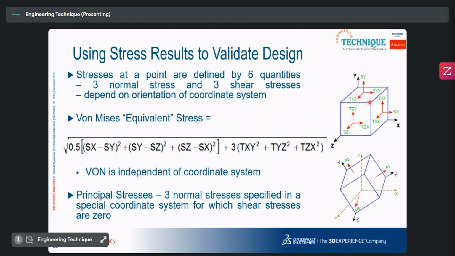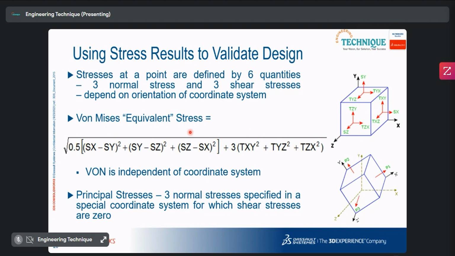You can see here the Sx, Sy, and Sz are the principal stresses, which generally act as normal stresses. Here you can see them as P1, P2, and P3. Here it is written as Sx, Sy, and Sz. And there are three shear stresses, Txy, Tyz, and Tzx. Okay, so by using these six quantities, that is the three normal stresses and three shear stresses, the von Mises stress is calculated with this formula.